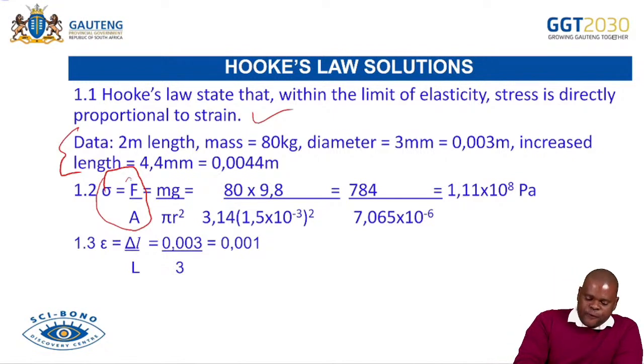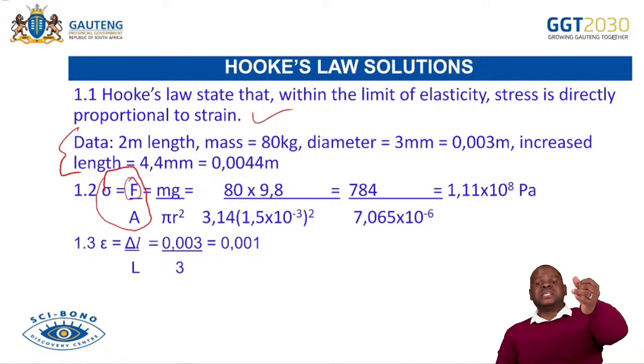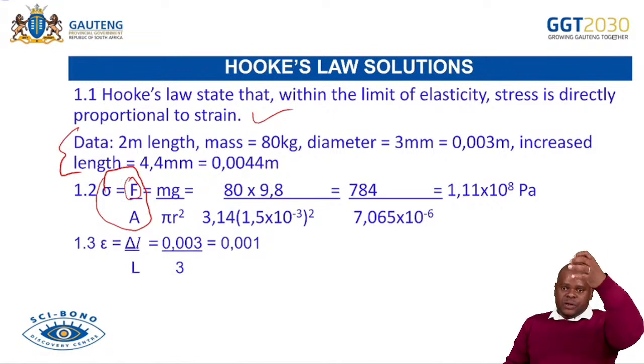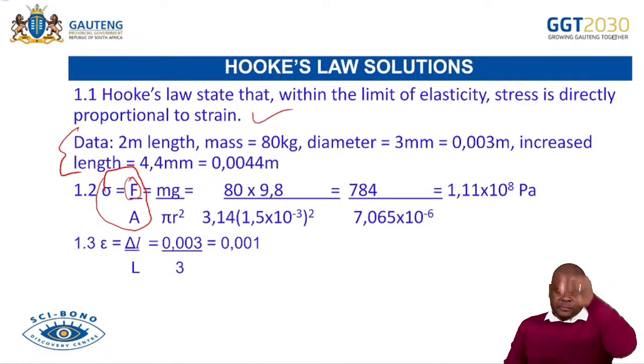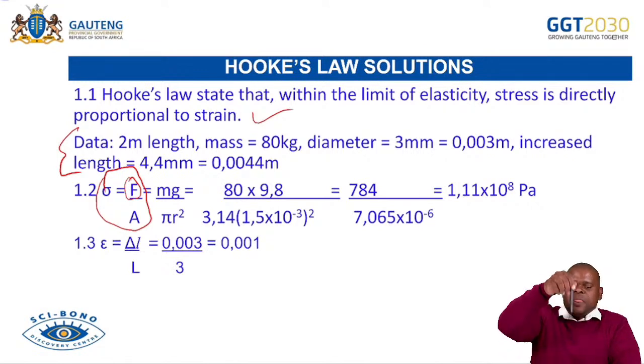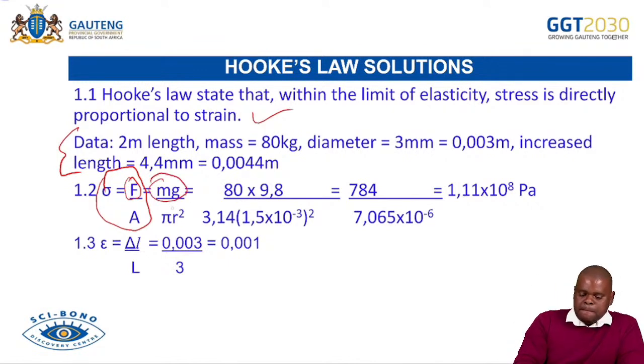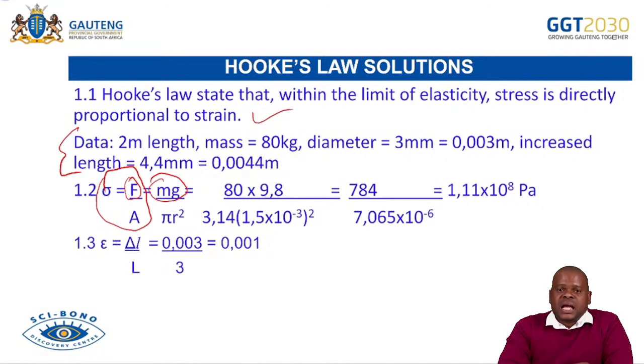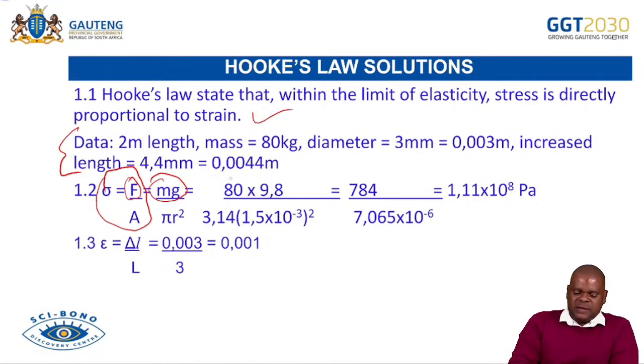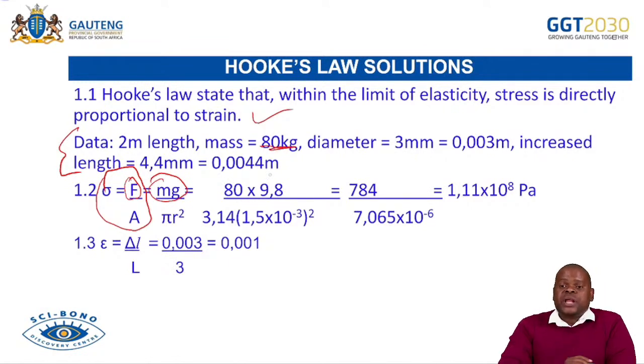And then we know the force. The force that is acting on a hanging object is a gravitational force. That is why we use mass multiplied by gravitational acceleration. The mass is given to be 80, and we know that the universal gravitational constant is equal to 9.8.